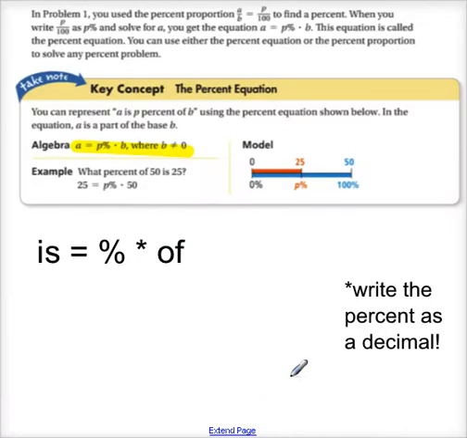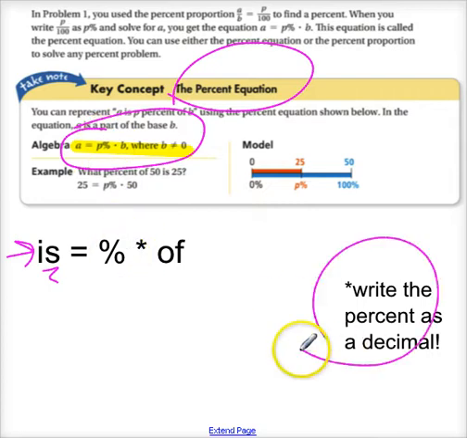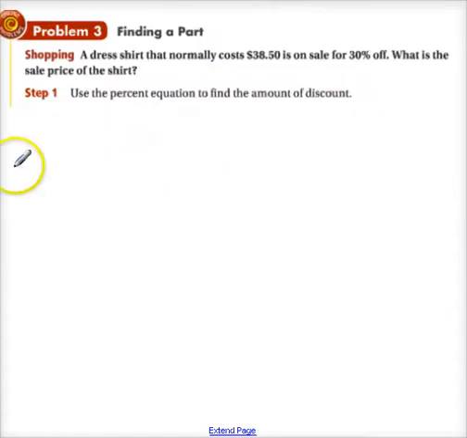A second way you can solve percent problems is by using the percent equation. That's right here. They also have it highlighted. A, which is the same thing as our is, our part, equals the percentage as a decimal. If it's 27%, you want to put this into your equation as 0.27, and then you multiply it by the whole amount, or the of. So is equals percent times of.